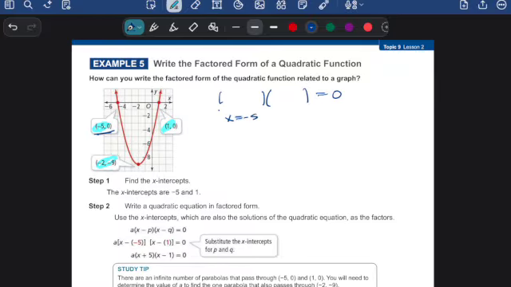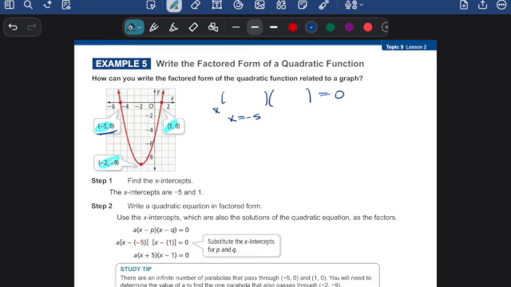That means x plus something equals 0. And then if I do opposite operations, it would give me -5. That means I'm adding 5. X plus 5 would give me 0. That means x equals -5. So in this binomial, we're going to have x plus 5.